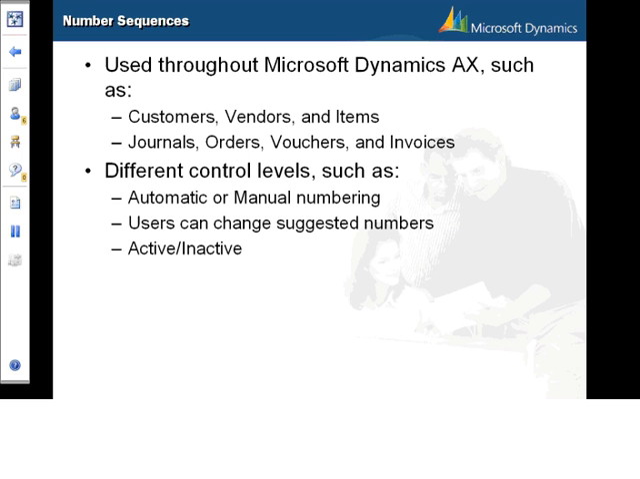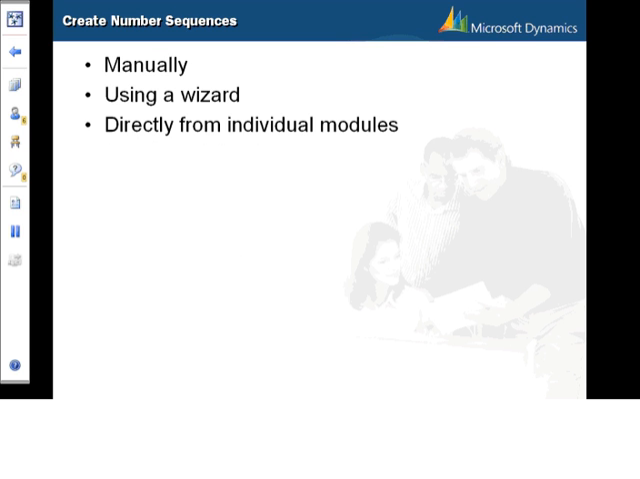So the number sequences are used throughout Microsoft Dynamics AX, such as for customers, vendors, items, journals, orders, vouchers, and invoices. And we have different control levels, such as automatic or manual numbering. Users can change suggested numbers and activate and inactivate the number sequences. Users can create number sequences either manually or by using a wizard. The wizard creates system-wide number sequences and can be accessed from the basic menu.